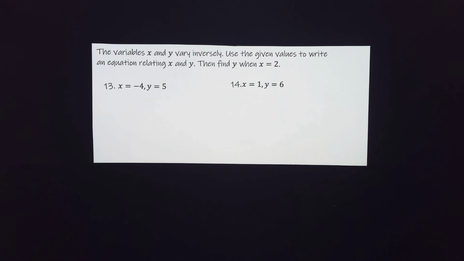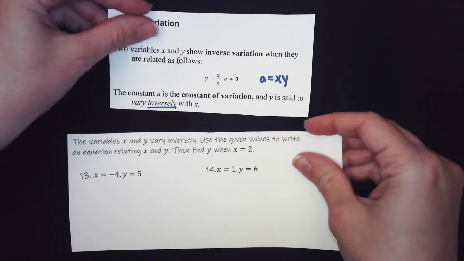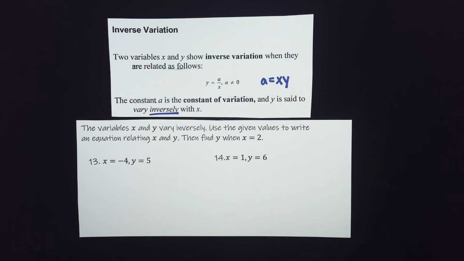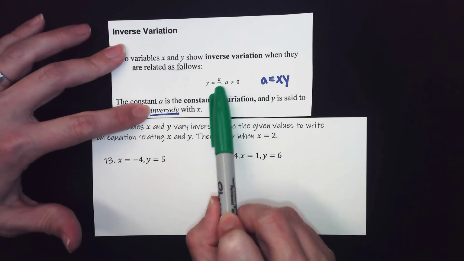The variables x and y vary inversely, so it's telling us we're using inverse variation. And use the given values to write an equation relating x and y, and then you find y when x is 2. So if we go back to our core concepts from the first video, we had inverse variation looks like this.